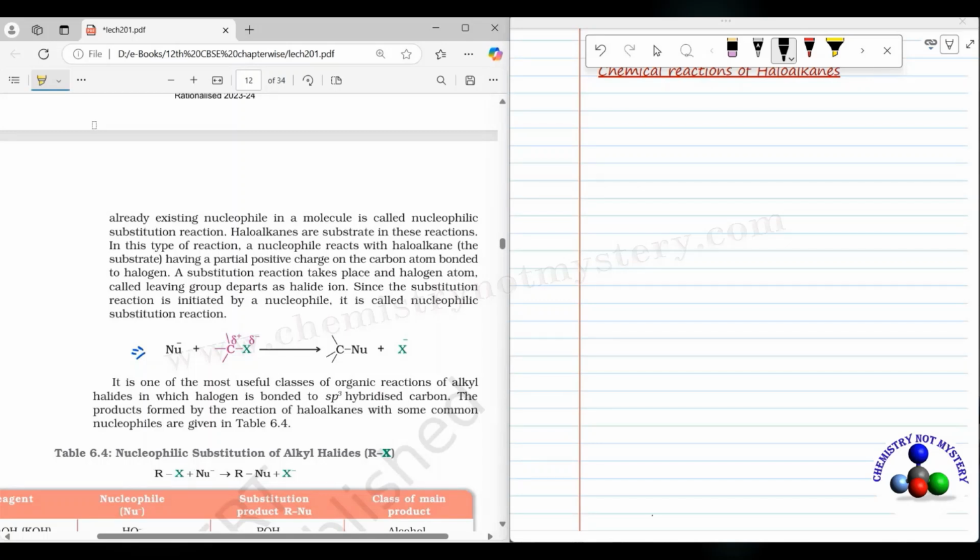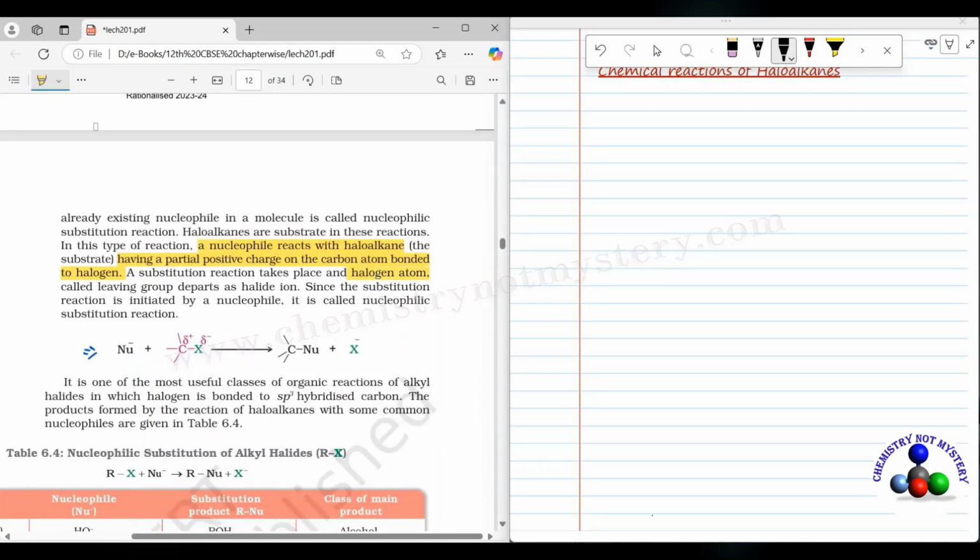In this type of reaction, a nucleophile reacts with haloalkane having a partial positive charge on the carbon atom bonded to halogen. A substitution reaction takes place and the halogen atom, called the leaving group, departs as halide ion. Since the substitution reaction is initiated by a nucleophile, it is called nucleophilic substitution reaction.